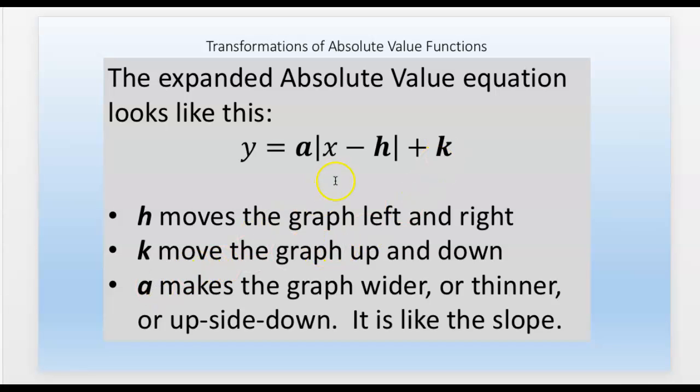The a is the multiplier. It's multiplying times the function. It sits in front of the absolute value symbol and multiplies the x and the h if it's distributed. The a makes the graph wider or narrower, or it flips it upside down. The a is kind of like a slope.